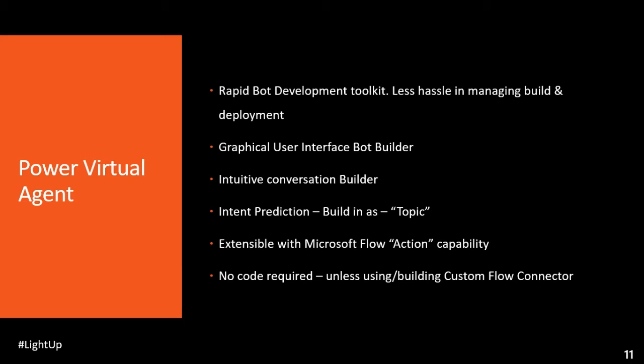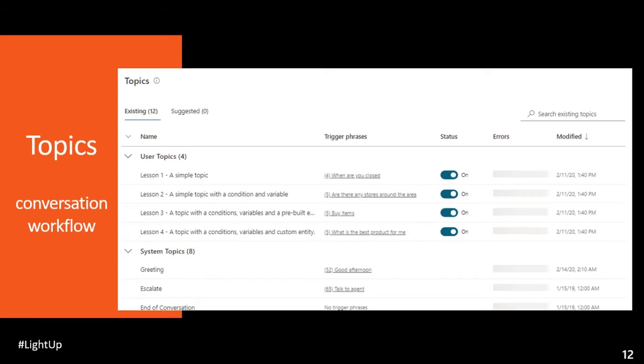Then intent prediction built in as topics. For every action, we'll come to this in detail, topic and action, in the next slide. And the last point is no code required. As I mentioned, you don't have to write a single line of code, either C# or Java or whatever language, to build a bot here.